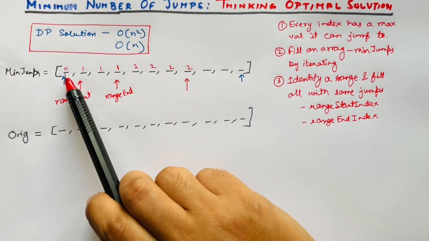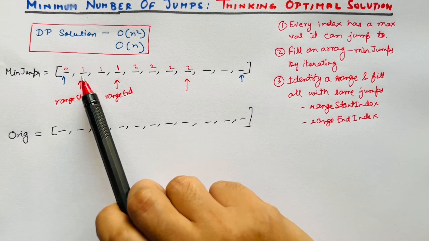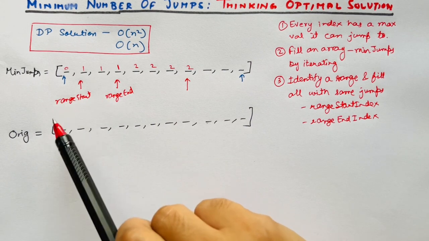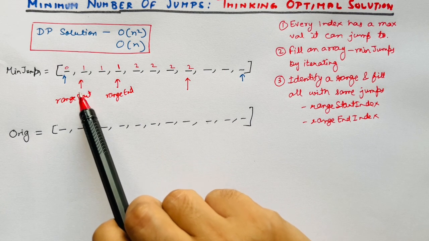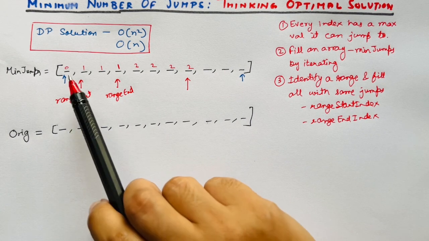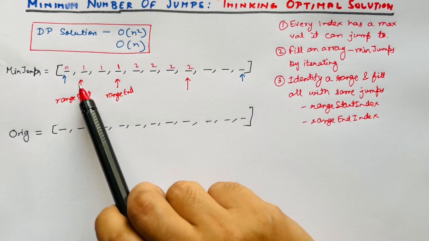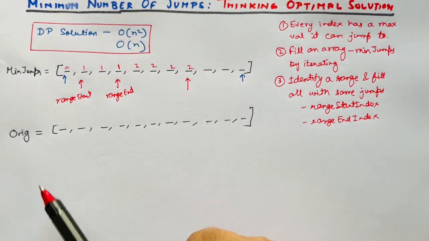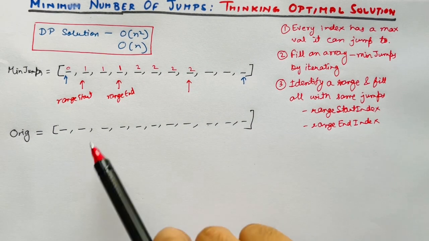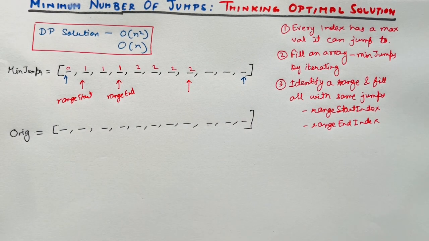Let's say if its value is 3, then from 1 till index 3 we can reach by one jump. If its value was 4, range start would still be 1 and range end would be 4. If its value would have been 2, then range start would be this and range end would be this index. So this is definitely easy when we are starting from the first position.